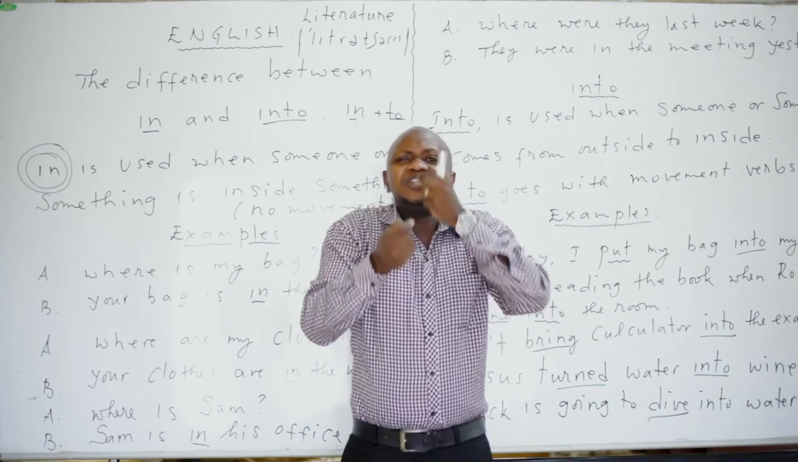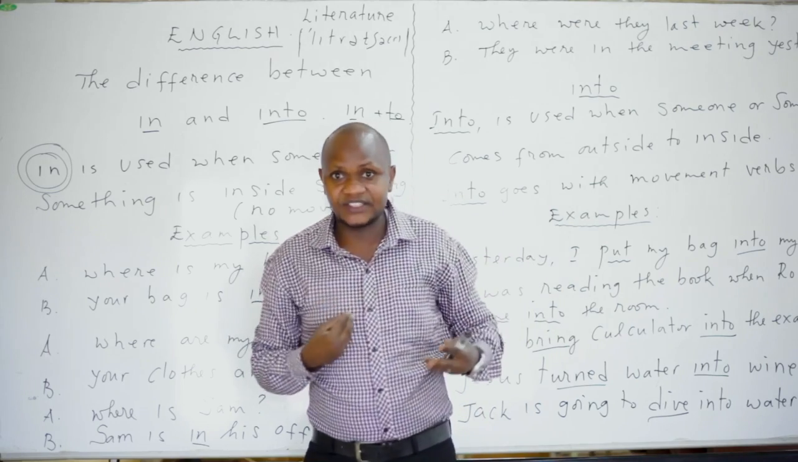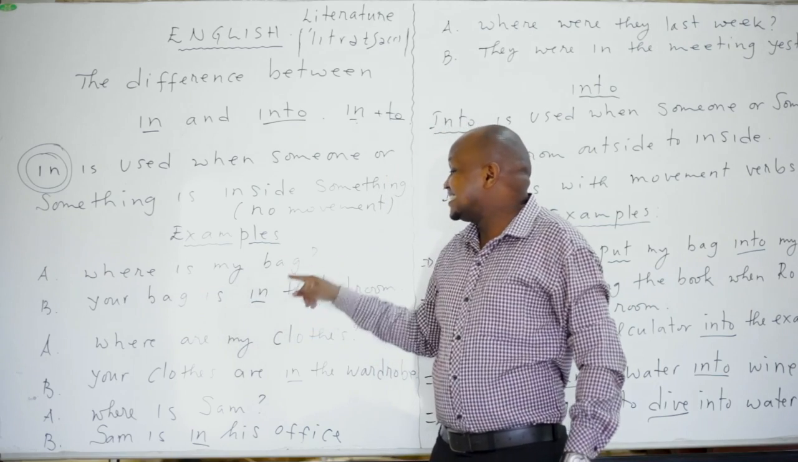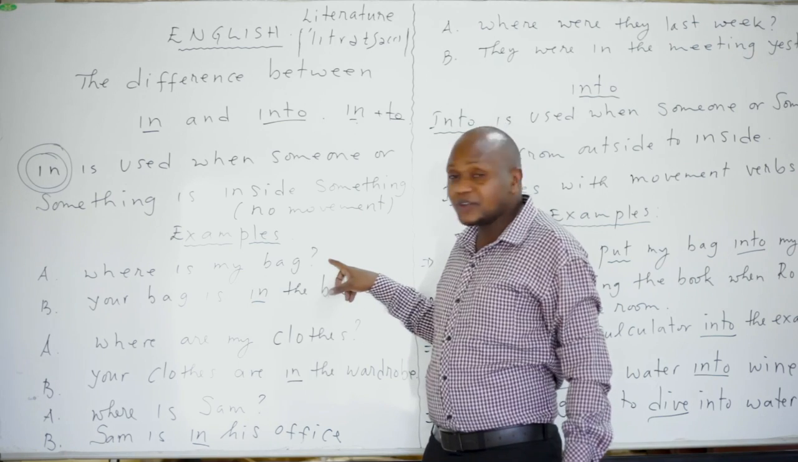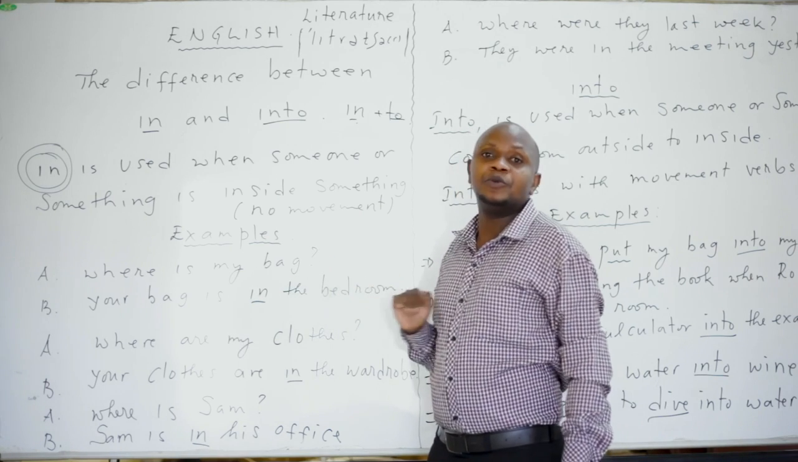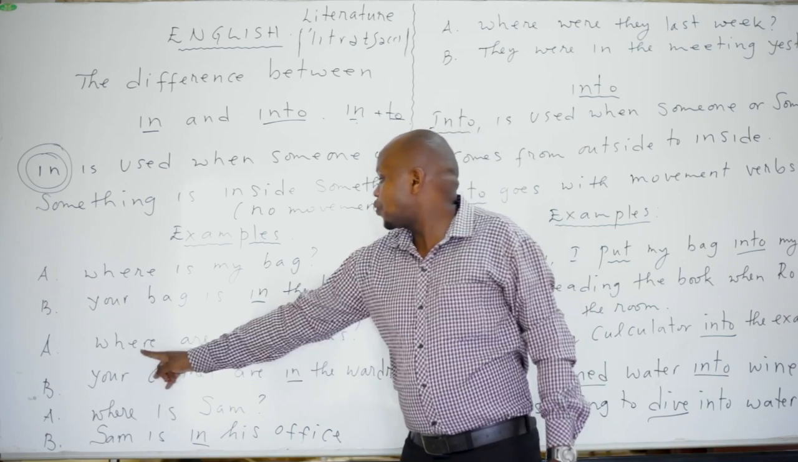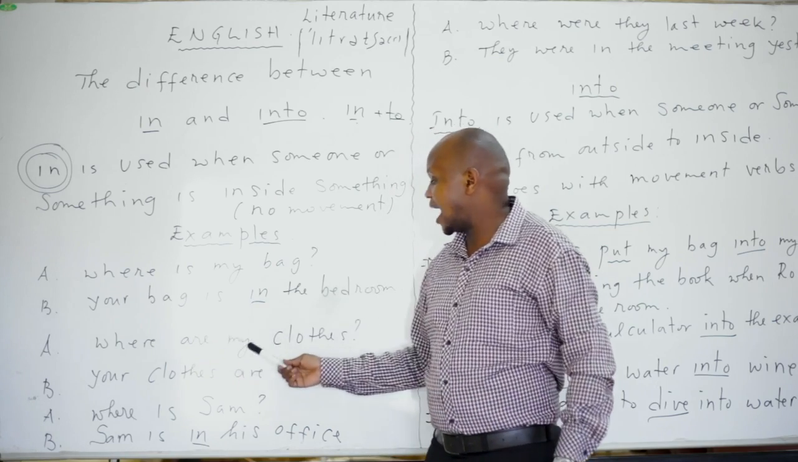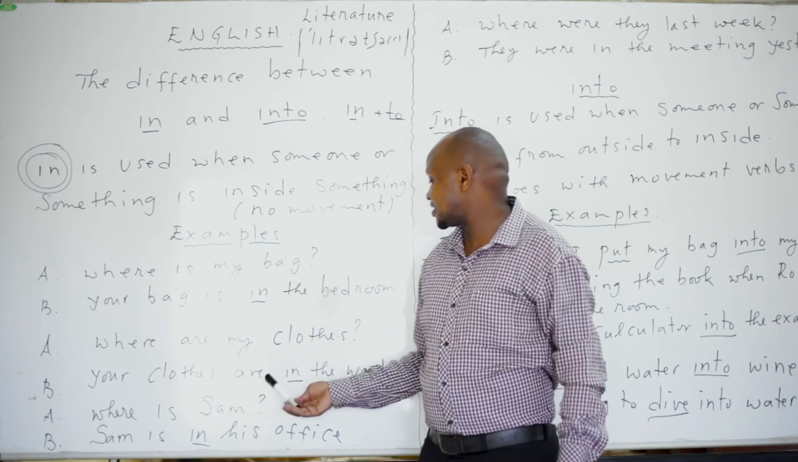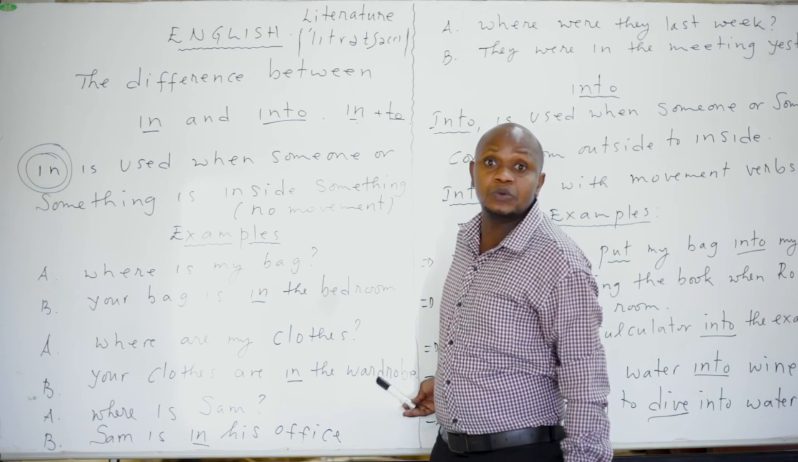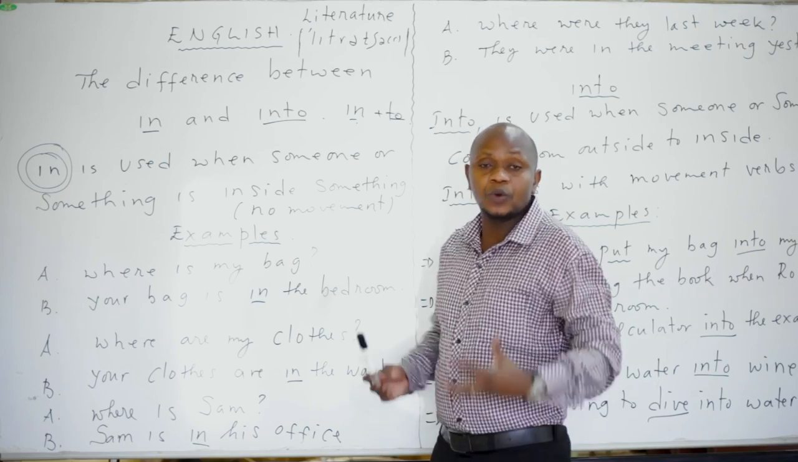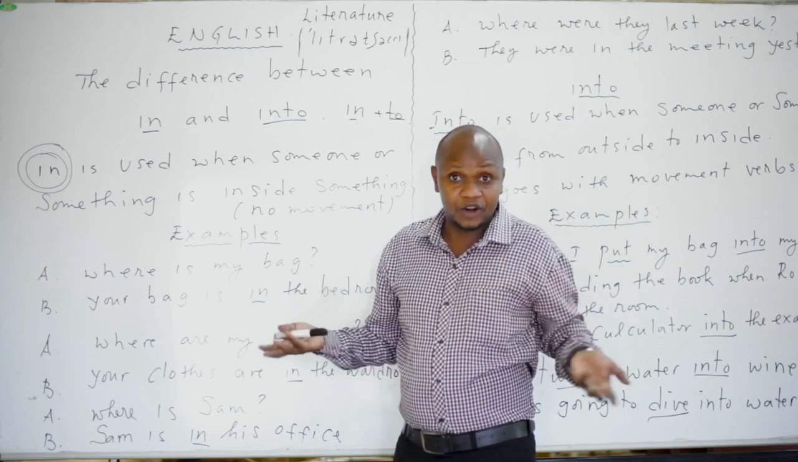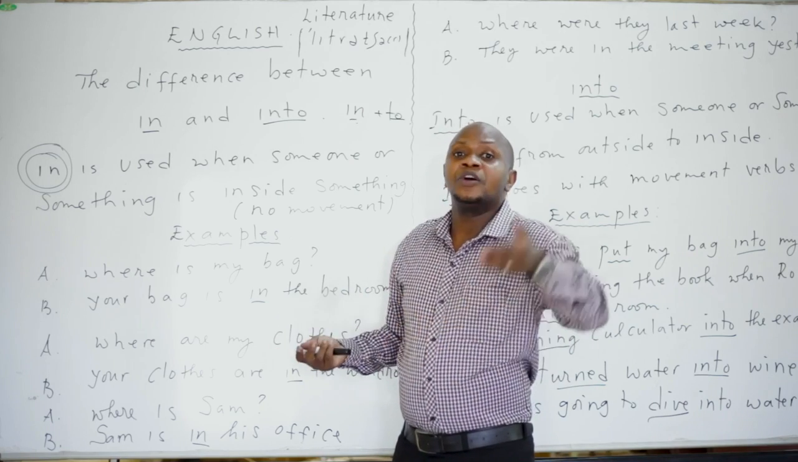Then, tujye kureba into yo iravuga iki. Be together with us. Good. Where is my bag? Your bag is in the bedroom. Igikapu cyawe kiri mu cyumba turaramo. Where are my clothes? Imyenda yanjye iri he? Your clothes are in the wardrobe. Wardrobe ni kabati bashyiramo imyenda. Ubwo ni garde-robe.